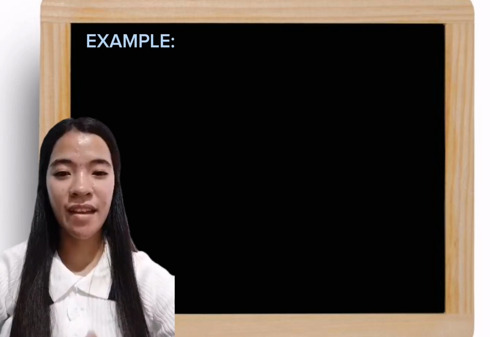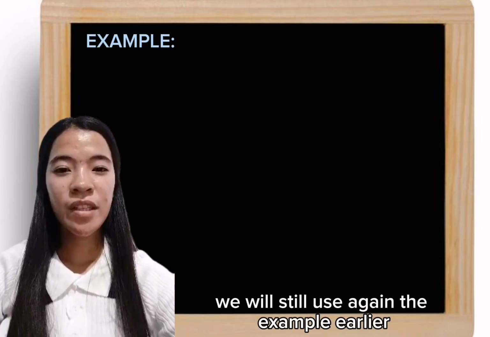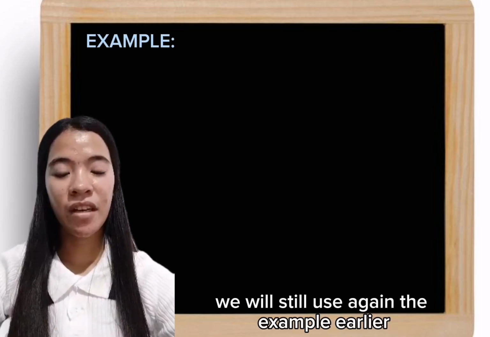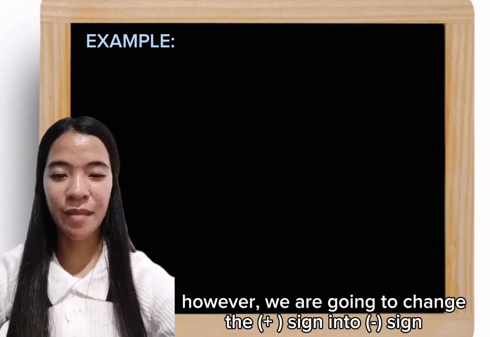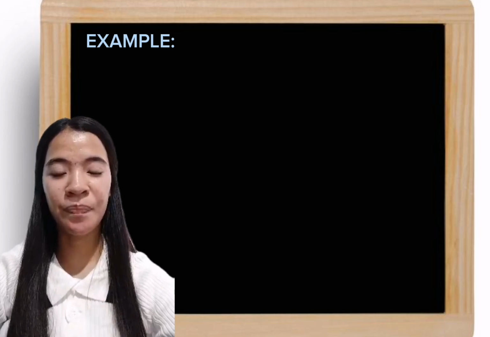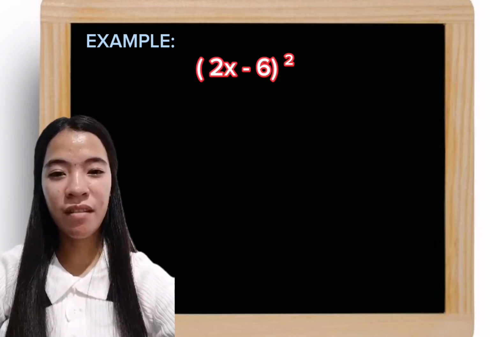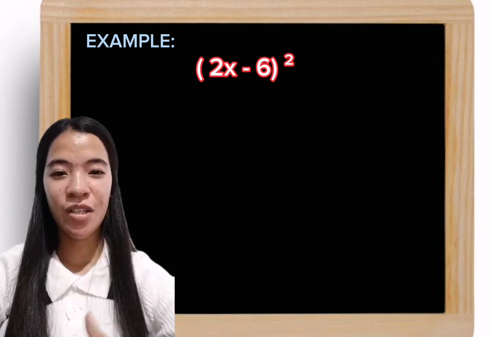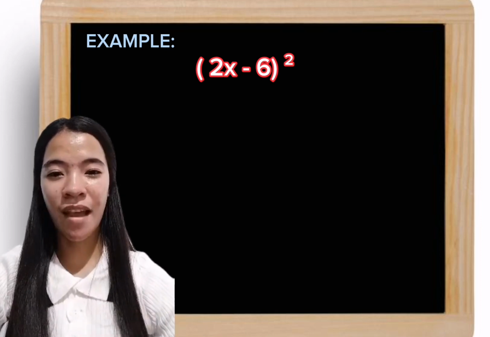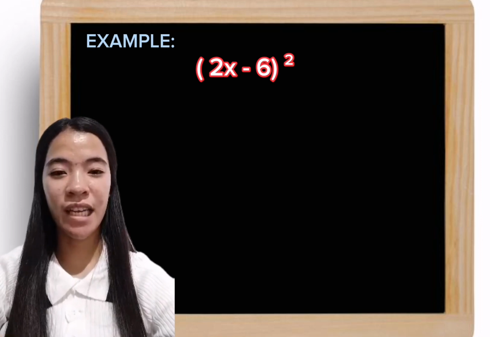Let's proceed with the example. We will still use again the example earlier, however, we are going to change the plus sign into negative sign, which became the quantity of 2x minus 6 squared. So, we change the positive sign into negative sign since we are dealing with the square of difference.